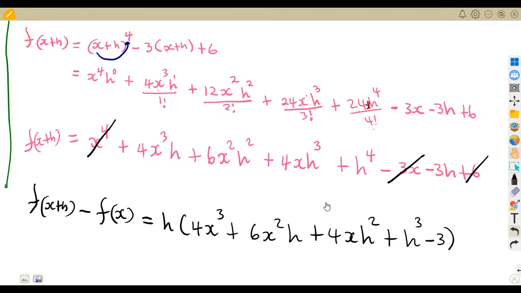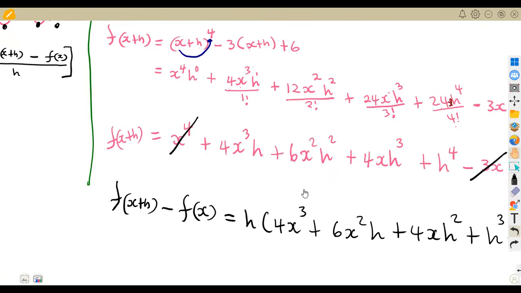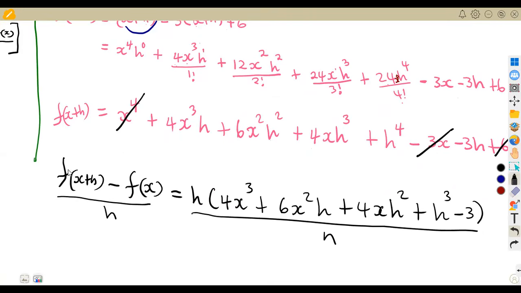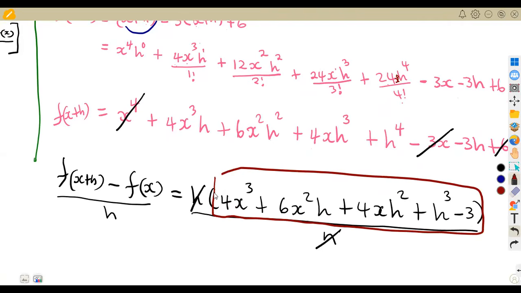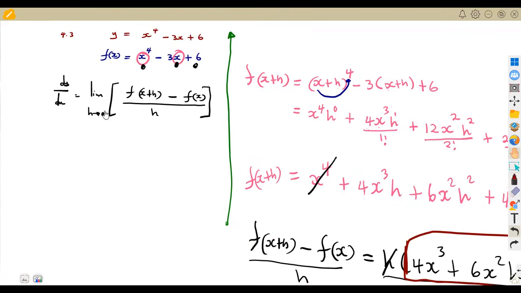But on our formula, what is it that we want? We need f of x plus h minus f of x over h. So we are going to divide this by h now. If we divide this by h, it means we're going to also divide this by h. We now have f of x plus h minus f of x over h. So this h and the h will cancel. This is the part that you're going to remain with. This is the one that I want us to take on our answer, 4x to the exponent of 3, this and that, all right? So this is the one that we're going to take into this limit here.